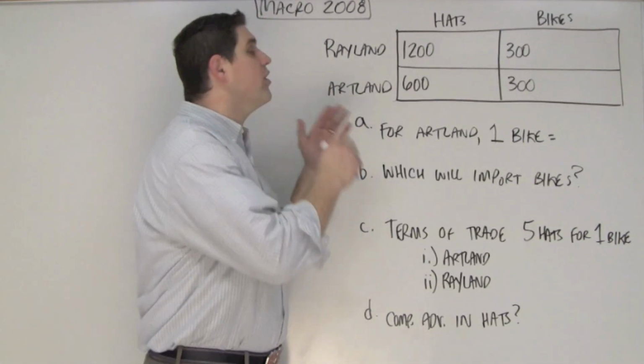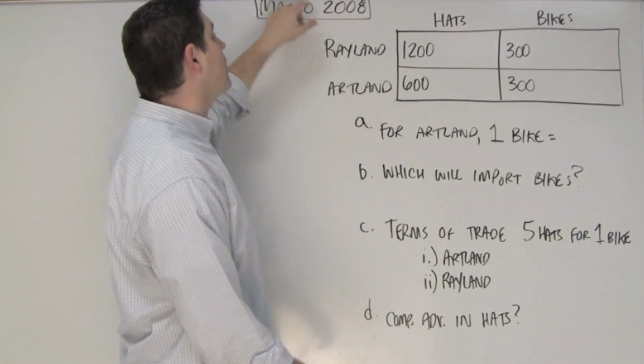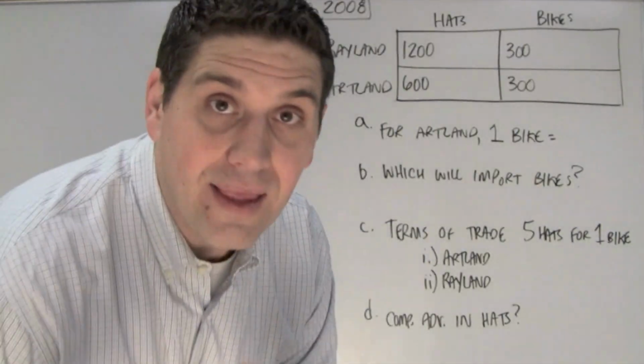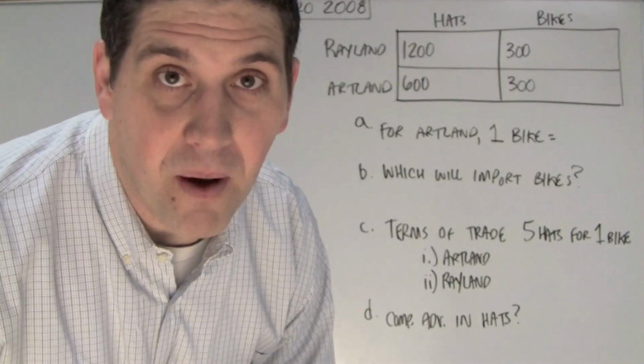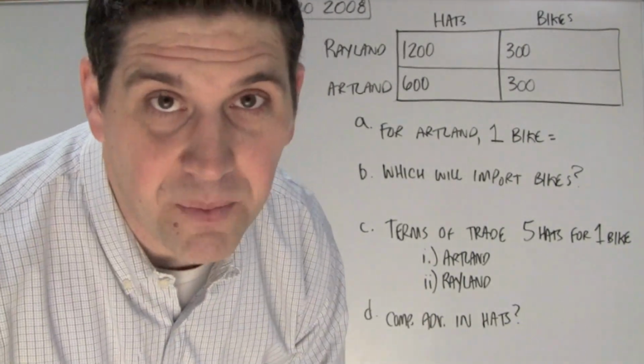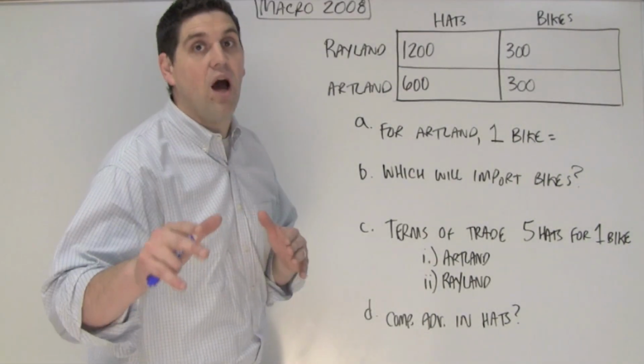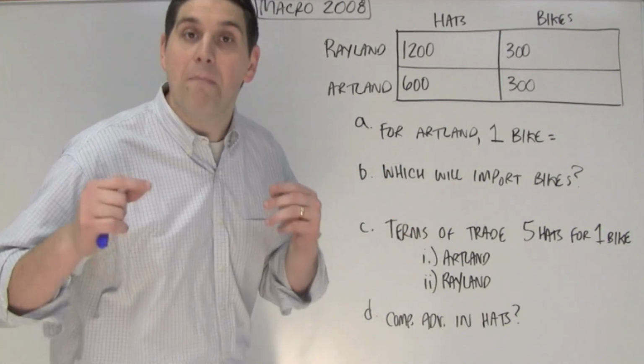All right, here we go. Here's another comparative advantage question. This is the macro 2008 question. Now again, they ask these sort of questions on the macro free responses, but it's not as often on the micro free responses. Let's make sure you completely understand the concept, just in case they do throw one of these on the micro free responses.